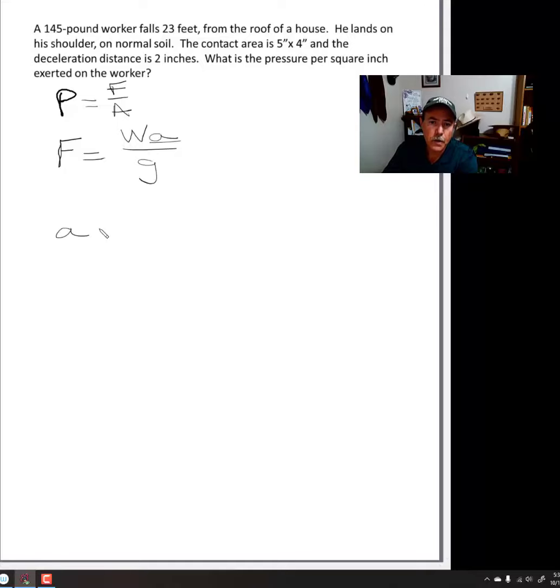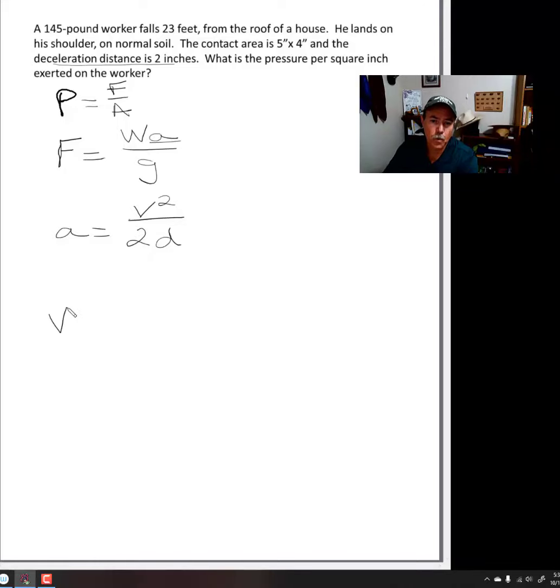Rate of deceleration, A is for deceleration or rate of deceleration, equals the velocity squared divided by 2, which is a constant, and D, which is the deceleration distance. Okay, we need velocity to calculate the rate of deceleration. We need the distance in which the body decelerates, which we have, that deceleration distance is given to us. So we're good there.